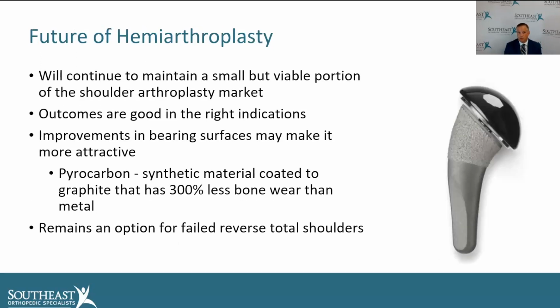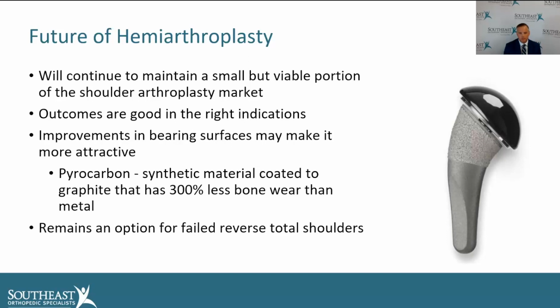What's the future of hemiarthroplasty? Like I said, I think it's going to continue to maintain a small but viable portion of the market and for specific indications. In the right indications, such as avascular necrosis in a young patient, I think it's a great surgery.